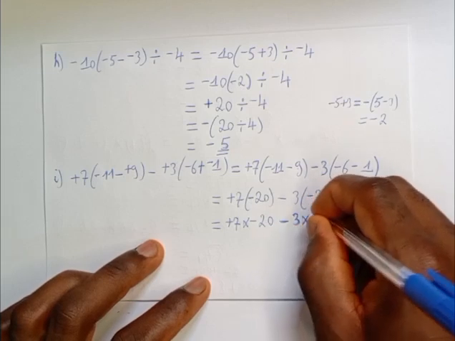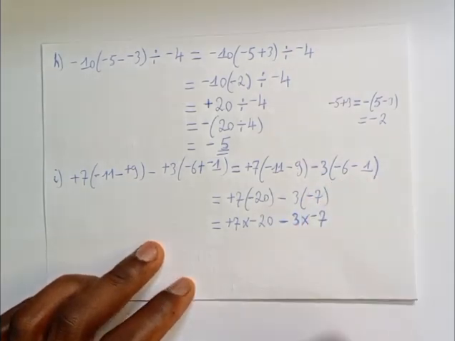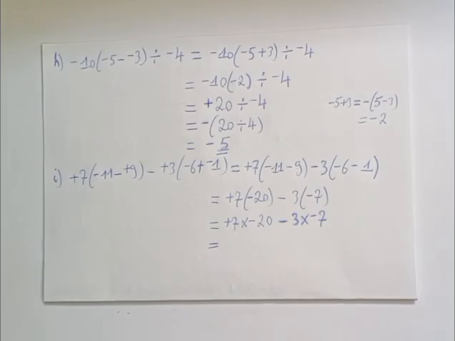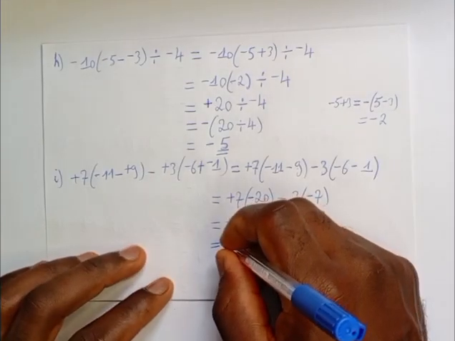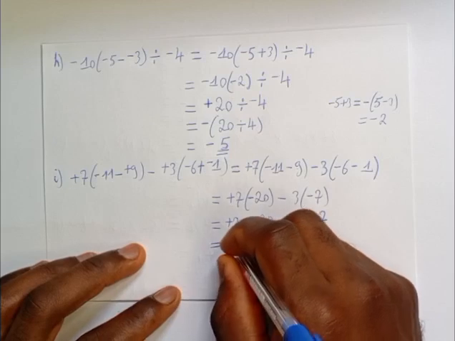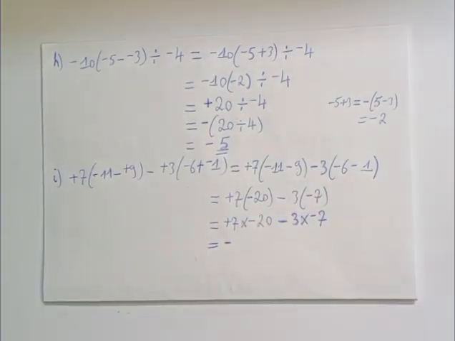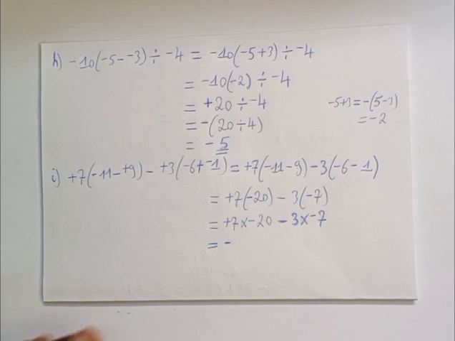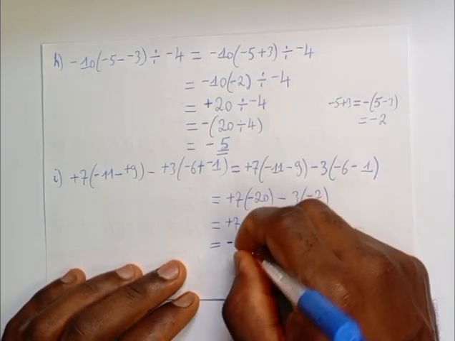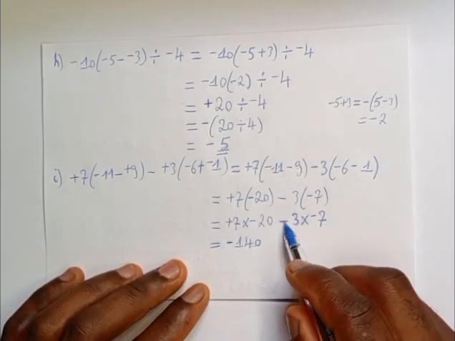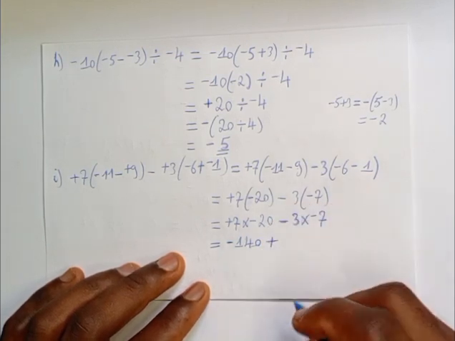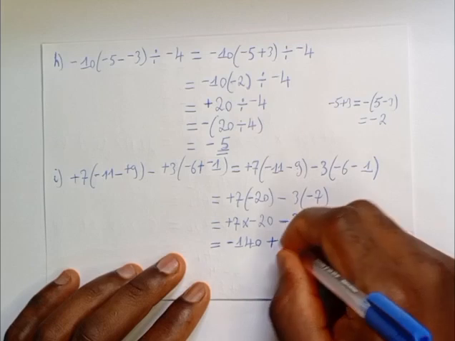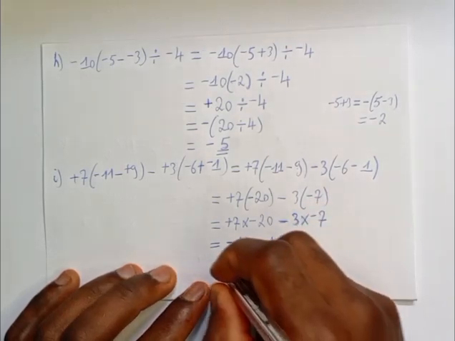times negative 7. And this will be equal to positive 7 times negative 20. We are multiplying a positive number by a negative number. The resulting sign will be negative. Then we take 7 times 20, and this will give us 140. We go to the next. We are multiplying two negative numbers. The resulting sign will be positive. 3 times 7 gives us 21.